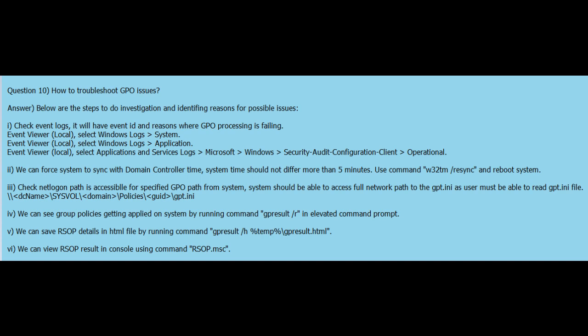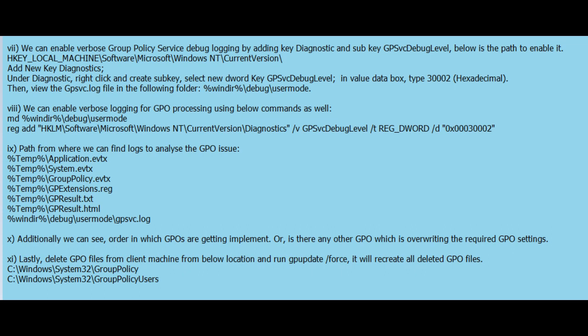5. We can save RSOP details in HTML file by running command gpresult /h %temp%/gpresult.html. 6. We can view RSOP result in console using command rsop.msc. 7. We can enable verbose group policy service debug logging by adding key Diagnostics and sub-key GPSvcDebugLevel.